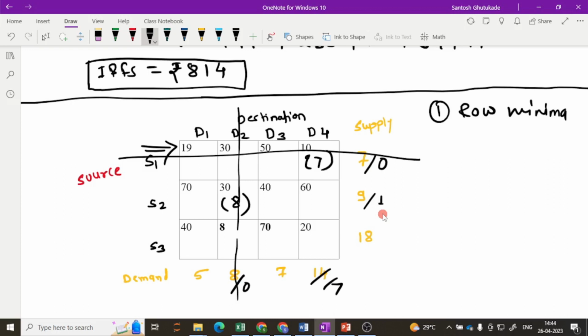So we will go for the next minimum value. The next minimum value is now here, 40. Here supply is 1, demand is 7. So we will give the 1 here. So this supply is fulfilled, demand remaining is 6. Now this row is cancelled.